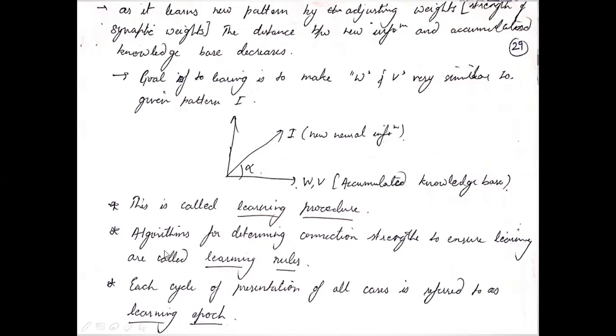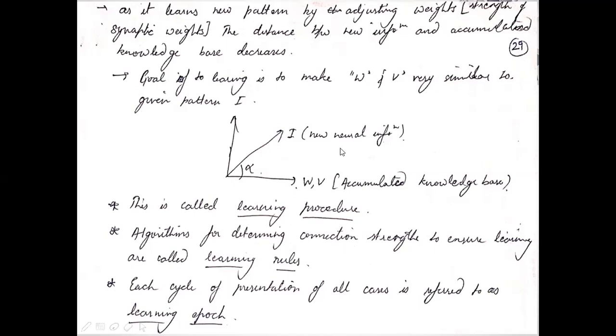Now, the algorithms for determining connection strength to ensure learning are called learning rules. What are learning rules? जब हम learning procedure में define करते हैं, कुछ rules apply करते हैं. What are these rules? These particular rules are called learning rules. These are the algorithms which determine how to give the strength to ensure learning. यहाँ पे connection strength की बात जब हम कर रहे हैं, तो what is this connection strength? These are the weights, or these are the synaptic links, or called synaptic weights.